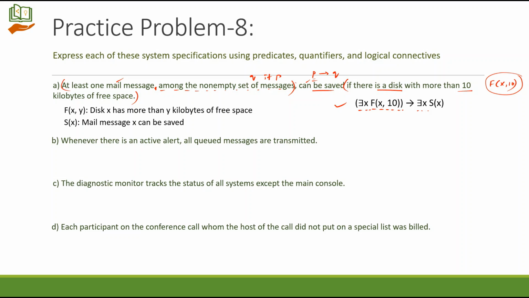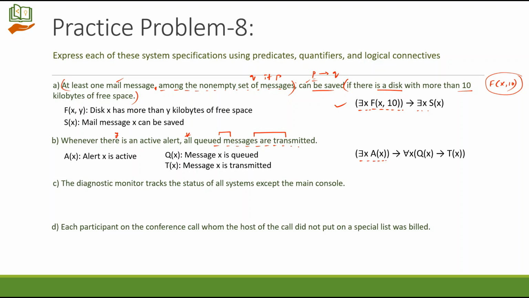Whenever there is an active alert, all queued messages are transmitted. "There is" means you have to use the existential quantifier here. Alert X is active. All queued messages are transmitted. So here "all" is the universal quantifier. We are breaking this into two predicates, for queued messages and for transmitted messages. When a message is queued, you mention Q of X. When a message is transmitted, you mention T of X. So this "all" is applicable to both queued messages and those messages that are transmitted.